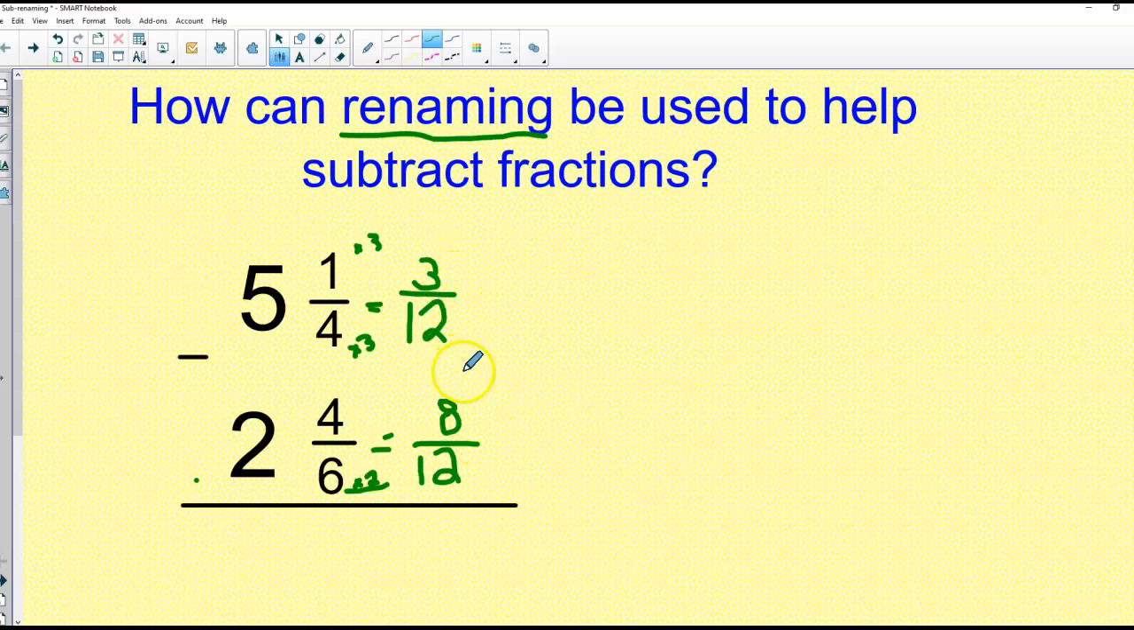But I have a problem here. I can't subtract. And this is where the renaming term comes into play. So our first half of this period is going to be focused on renaming. Okay, so I'm going to pause this problem here and we're going to come back to this.